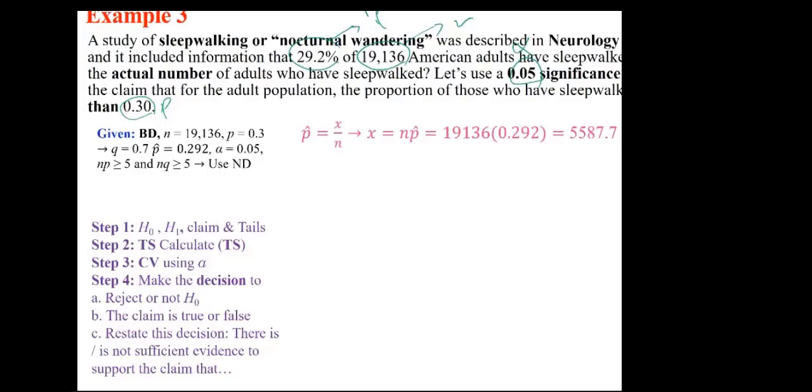P hat is lowercase x over lowercase n, and this is dealing with the number of subjects. Rounded accordingly. It doesn't get rounded up or down. It just gets rounded. Because it's 0.7, it rounds up.